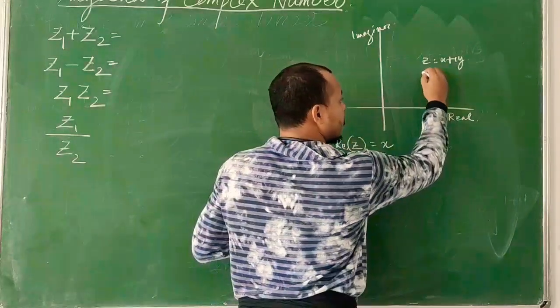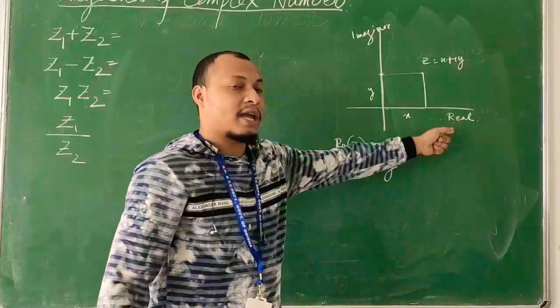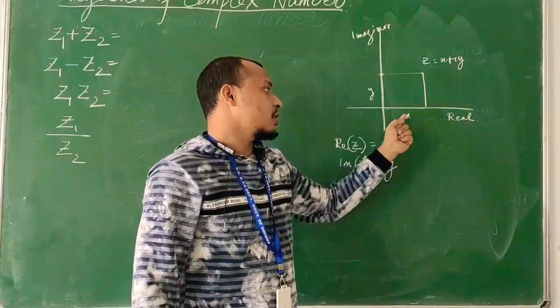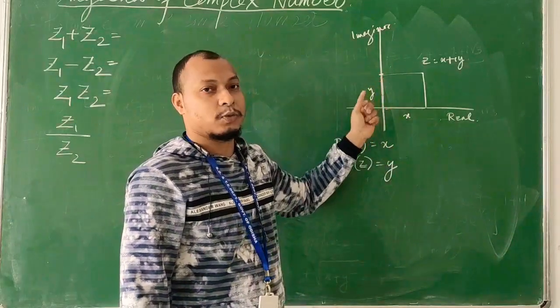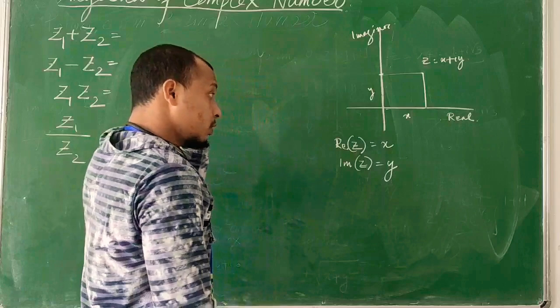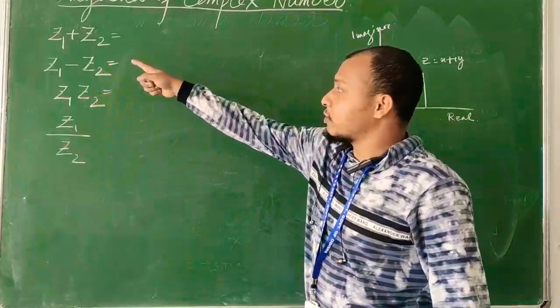Since this is the real axis, in this direction is our real distance x, and here is the imaginary distance y. Okay, so we are going to verify these formulas.